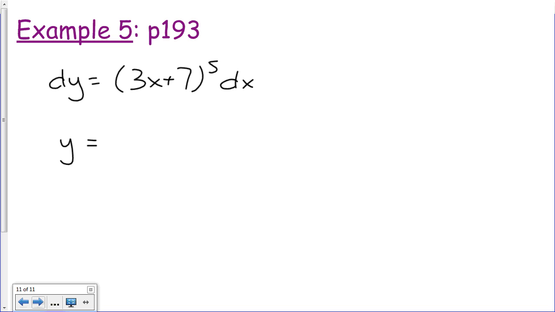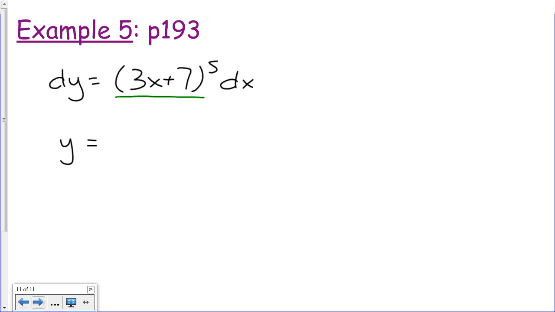So I really just have to focus on my function here, which is what I'm going to concentrate on: 3x plus 7 raised to the 5th power. That's a composite function, so I must have been following the chain rule to find the derivative of this thing. So think of the reverse steps of the chain rule.